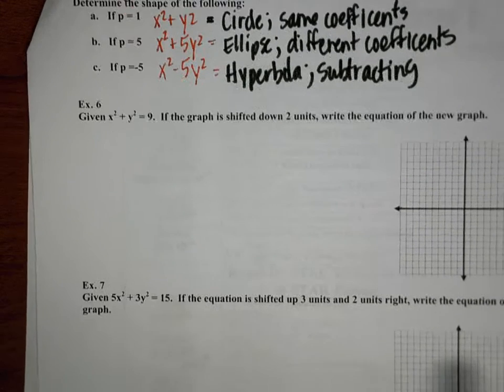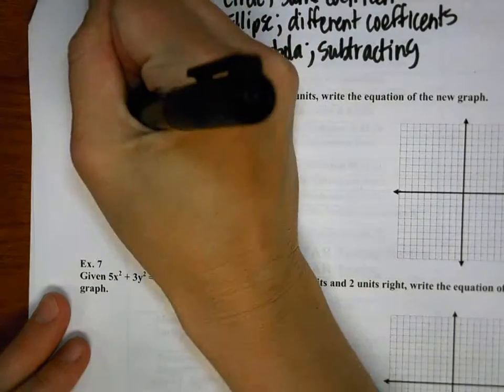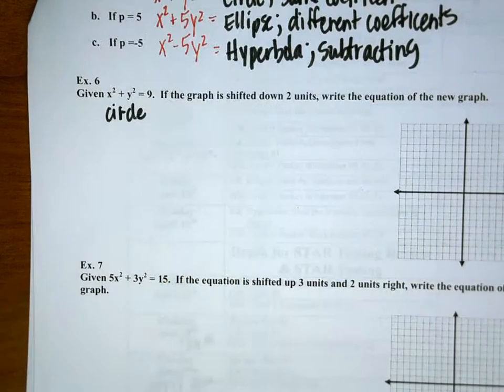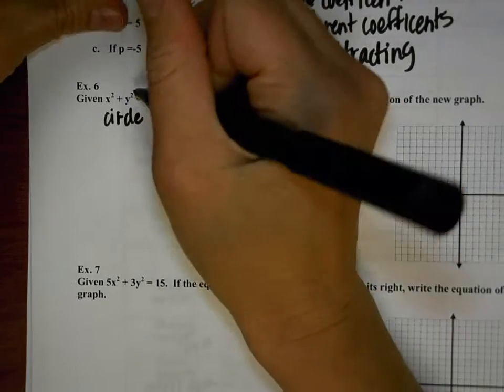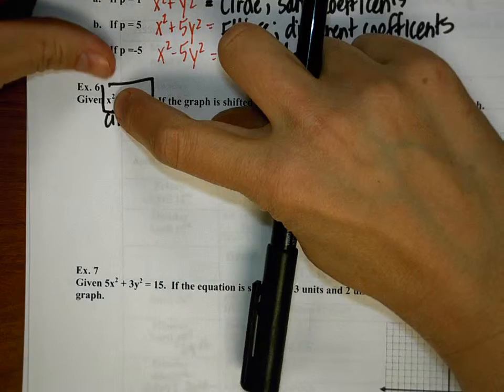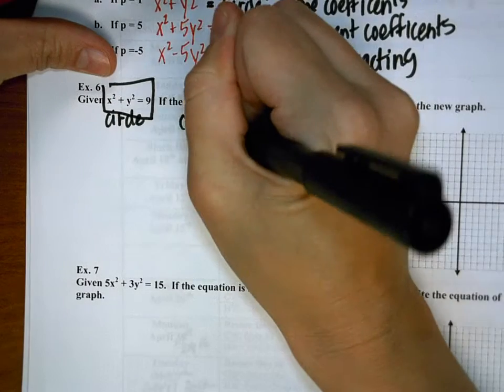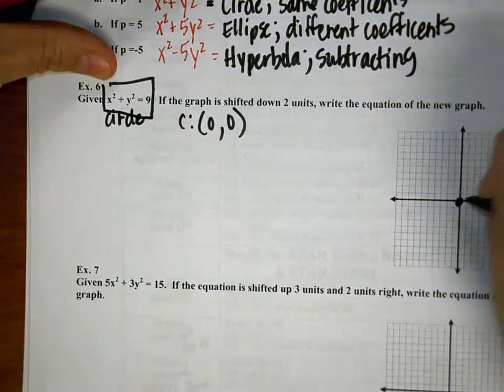Example 6. Given x squared plus y squared equals 9. And just for the fun of it, what type of graph is this? Good, it's a circle. We know it's a circle because the coefficients in front of the x and y terms are the same. Okay, if the graph is shifted down 2 units, write the equation of the new graph. So right now, where is the center of my circle? With the x, there's nothing with it, so it is a 0. And the y, there's nothing with it, so it is a 0. So my original center is at 0, 0.